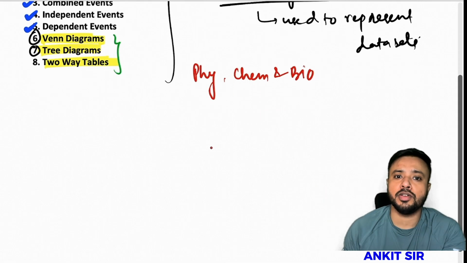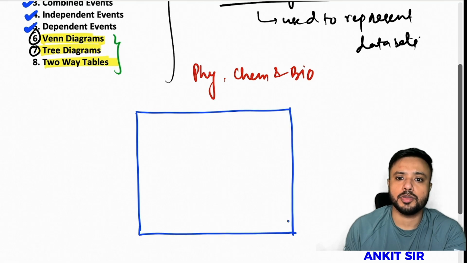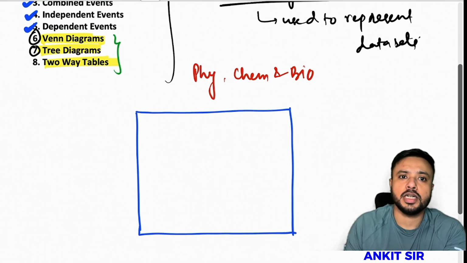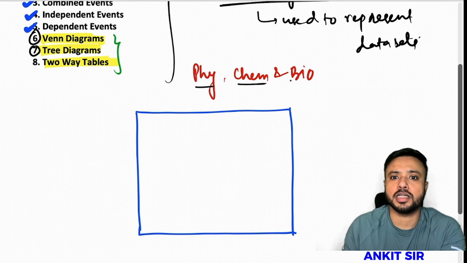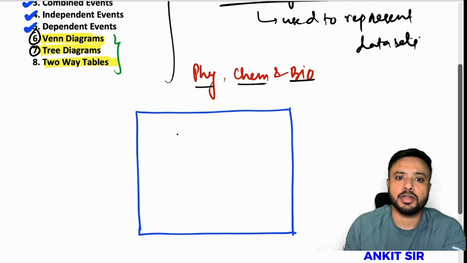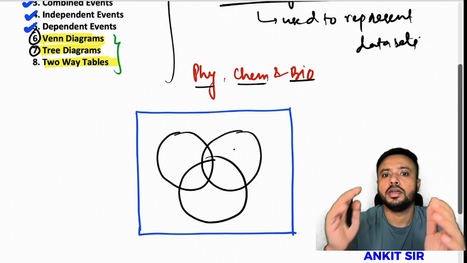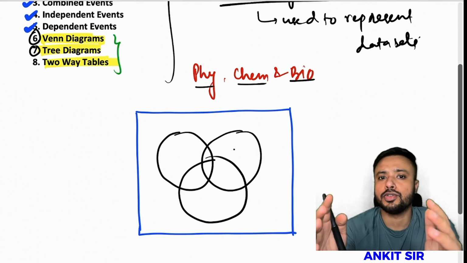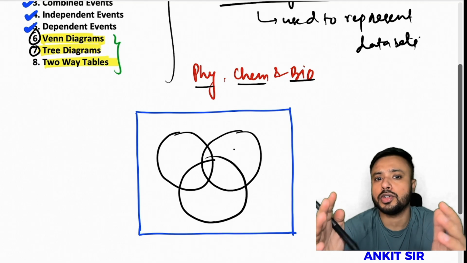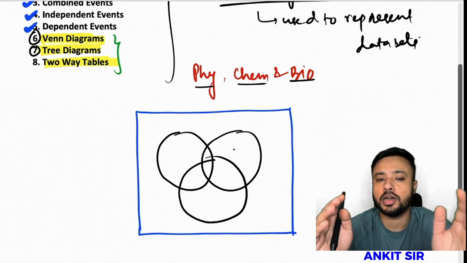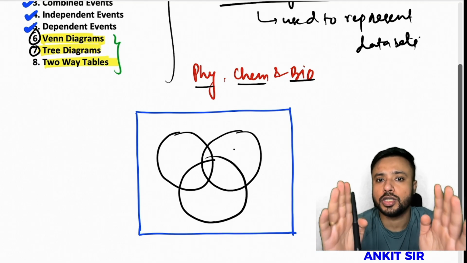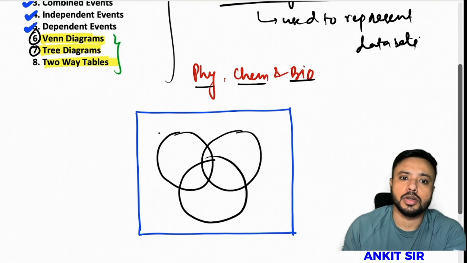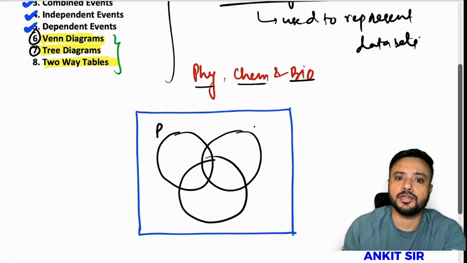To represent it in the form of a Venn diagram, I'm going to make a rectangle, which basically represents the universal set. Inside this rectangle, since we have three types of data sets, physics, chemistry, and bio, I'll make three circles. There are students who study two subjects, students who study all three, and individual students who study just physics, chem, or bio. Let's say this circle represents physics, this circle represents chemistry, and this circle represents bio.